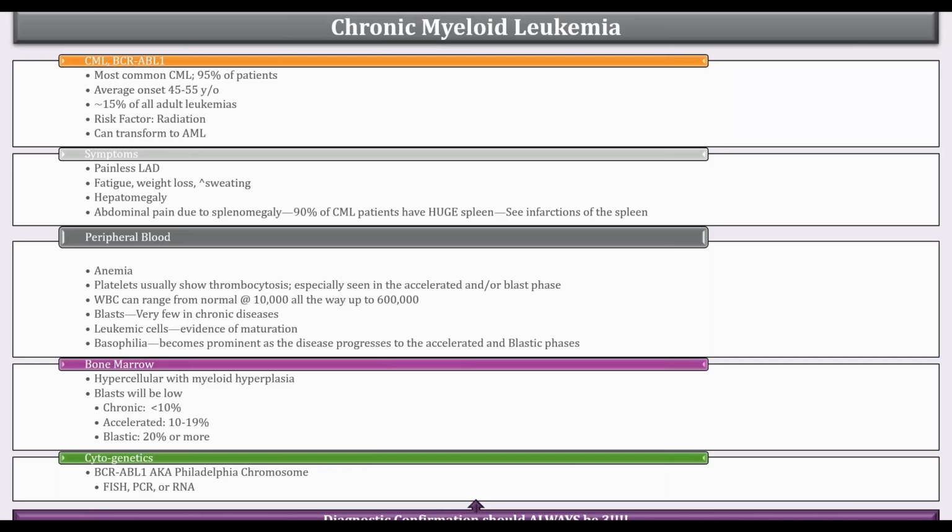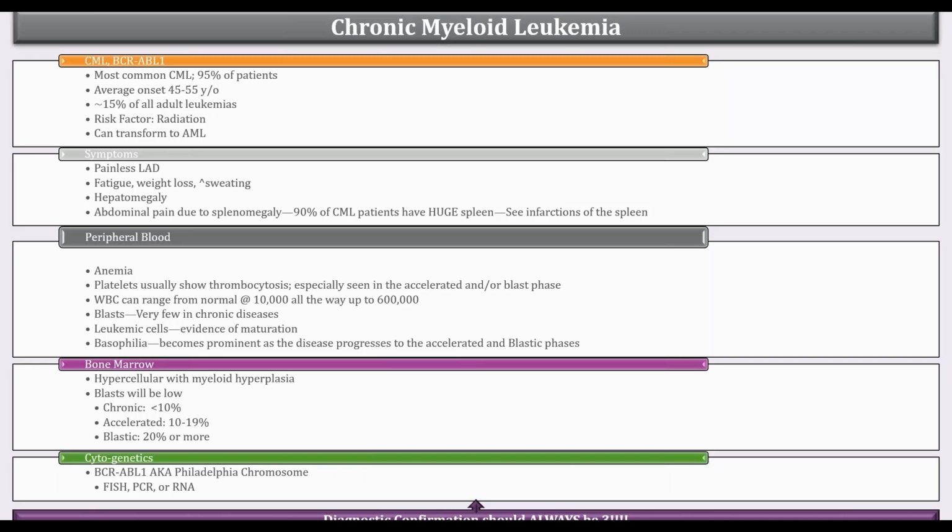A white blood cell count can range from normal at 10,000 all the way up to 600,000, which is extremely high. Blasts will be few, so you'll see few in the chronic diseases because blasts are immature blood cells and chronic leukemias are of the mature blood cells. So leukemic cells will show evidence of maturation. Basophilia, this is important. This becomes prominent as the disease progresses to the accelerated and blastic phases. And this is what tells the physicians that the patient's disease is progressing.